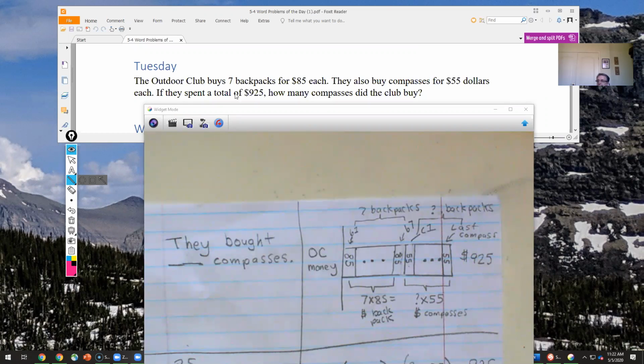The Outdoor Club buys 7 backpacks for $85 each. They also buy compasses for $55 each. If they spent a total of $925, how many compasses did the club buy?